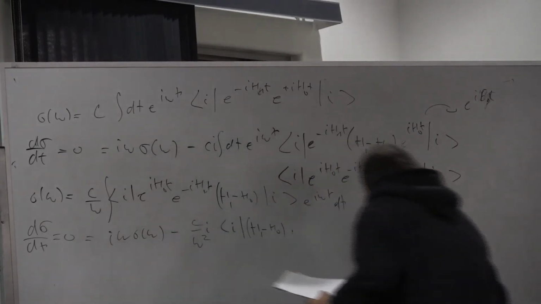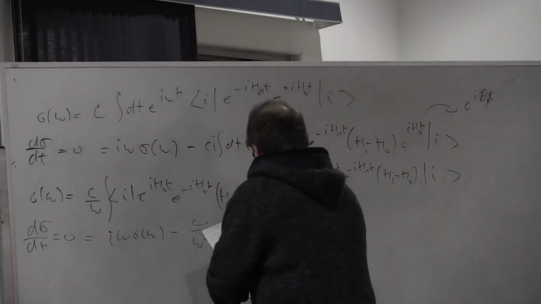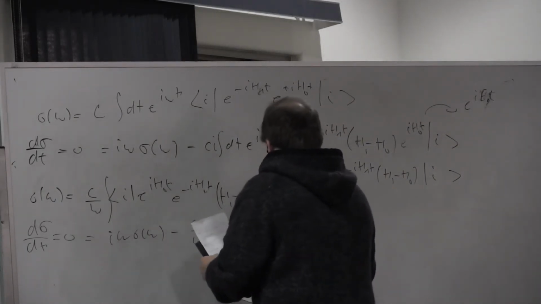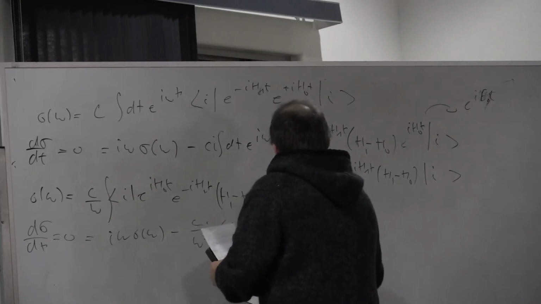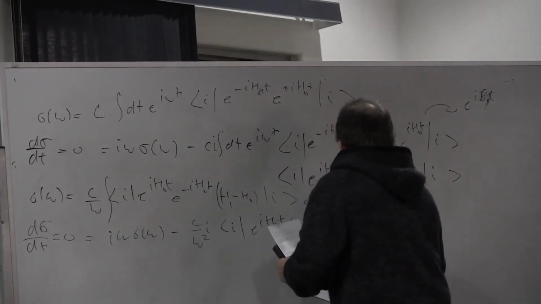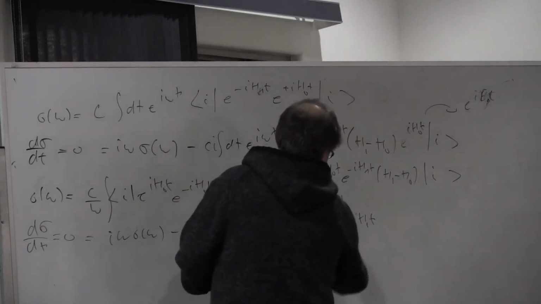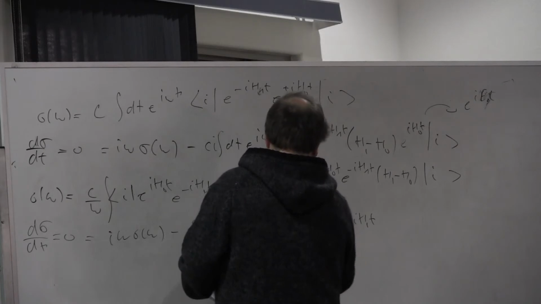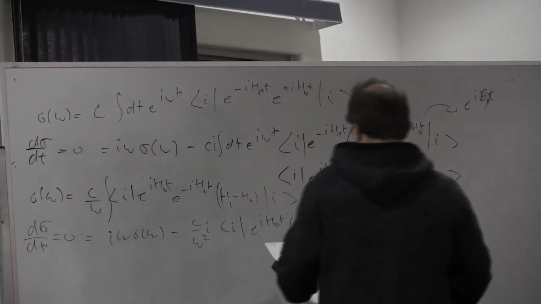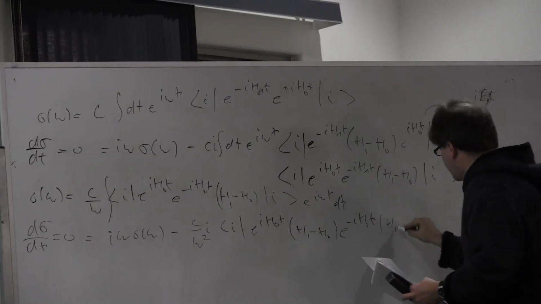That's important. Sorry, it's to the left. e to the I h0t, h1 minus h0 e to the minus h1t. This is okay because h1 is still directly here with h1, and h0 directly here with h0. And of course, from before we have here h1 minus h0.